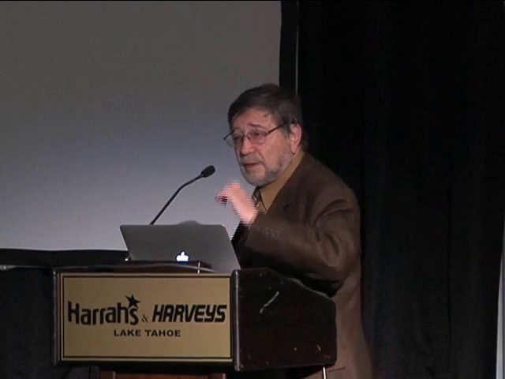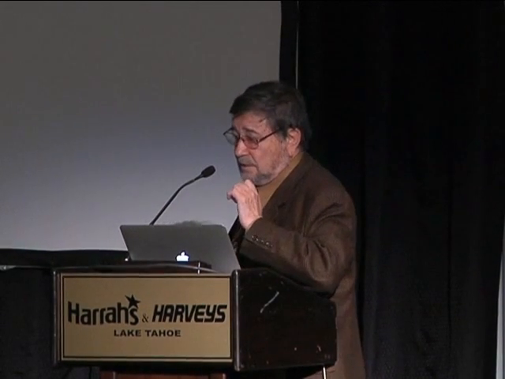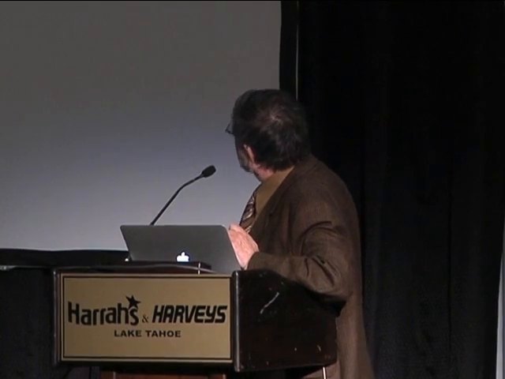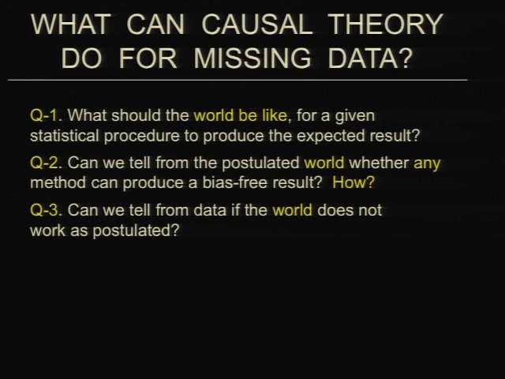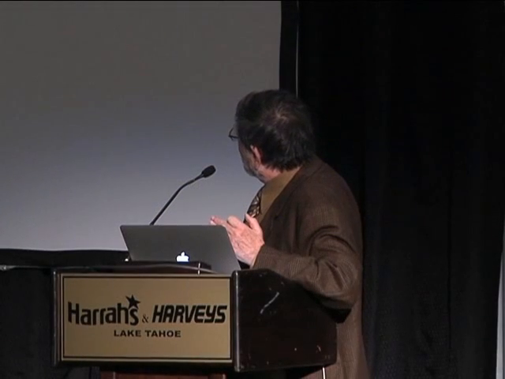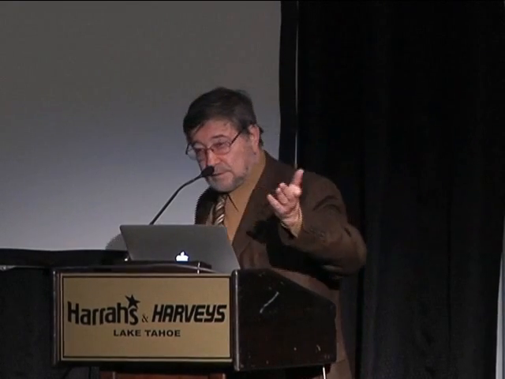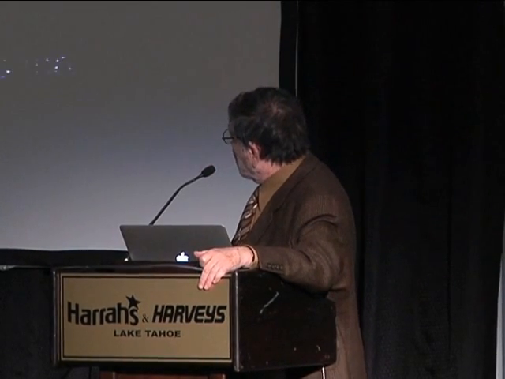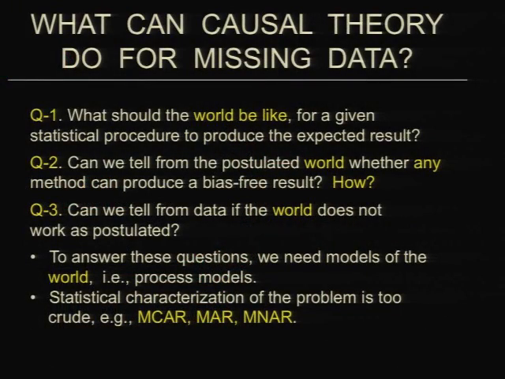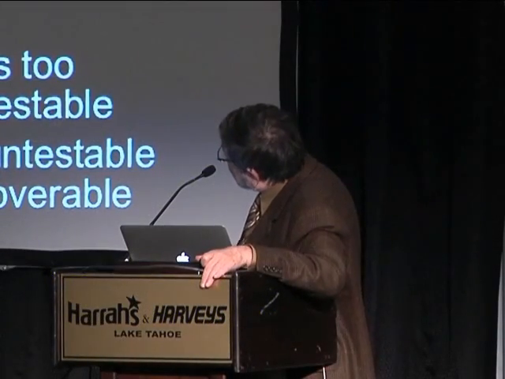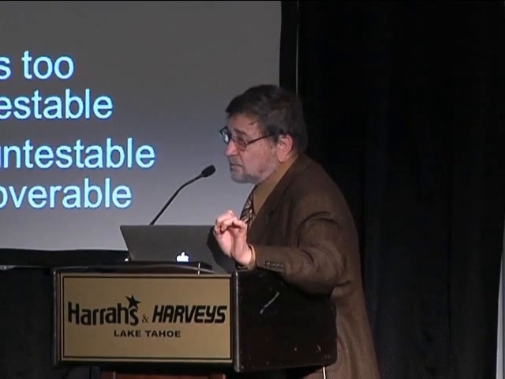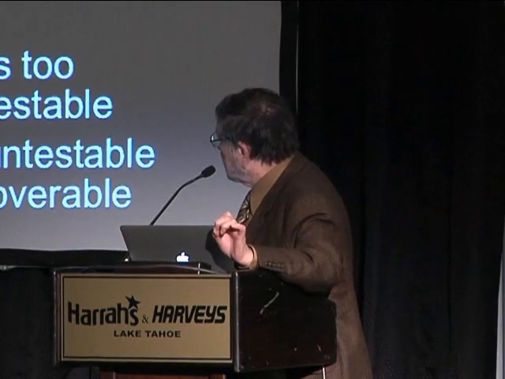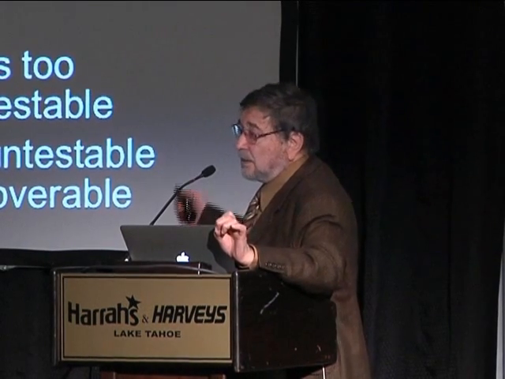There are certain methods which have a theoretical impediment to producing bias-free results. And the third, can we tell from data if the world does not work as postulated? That's a statistical implication, and I'll talk about it, this is very important. To answer this kind of question, you need models of the world, not of the data. By model of the world, we mean a process model, a structural model.